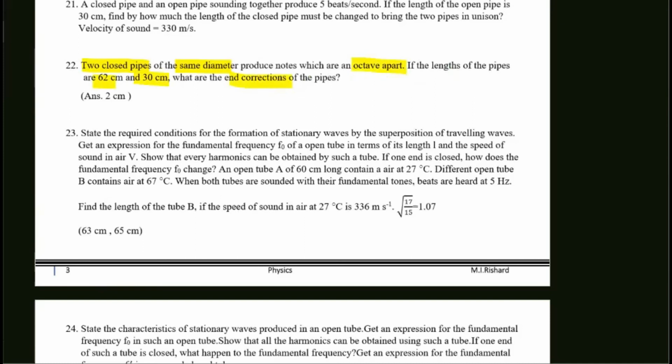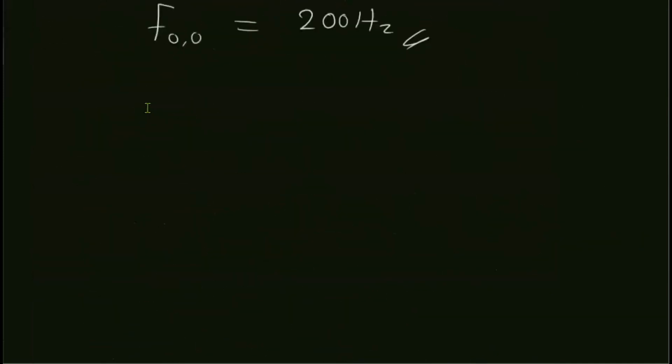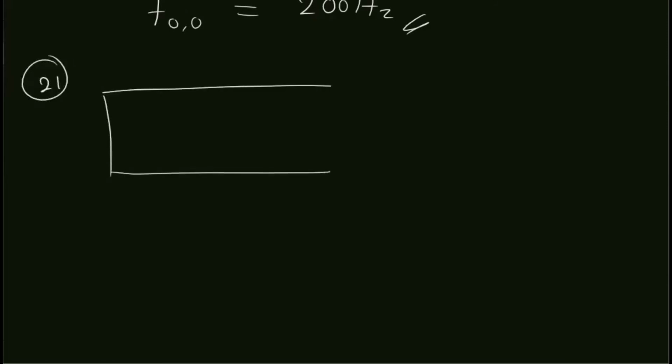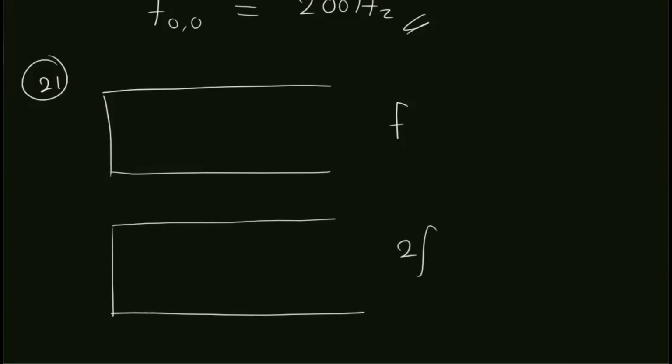So it's like this. Octave apart means a ratio of 2 to 1, right? For example, if this is one closed tube and this is the other tube, if the frequency produced by this is f, then the frequency produced by this is 2f.